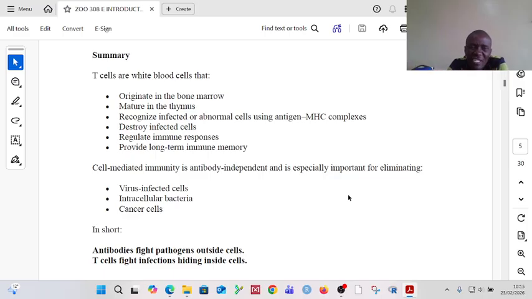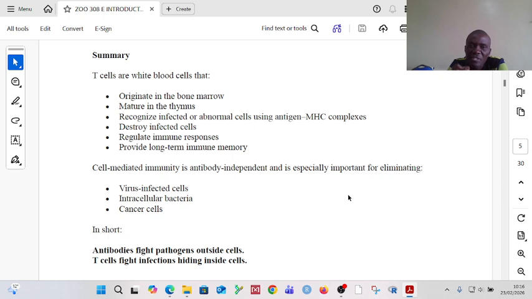The importance of those T cells remaining in the body is they provide long-term immune memory, so that in case a similar pathogen infects again, these T cells are mobilized faster so that they can deal with that pathogen. And it is on the basis of the memory T cells that we have vaccines being produced and working. Okay. So cell-mediated immunity is antibody independent.